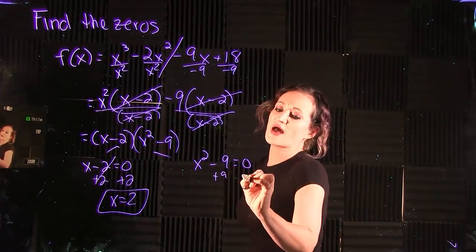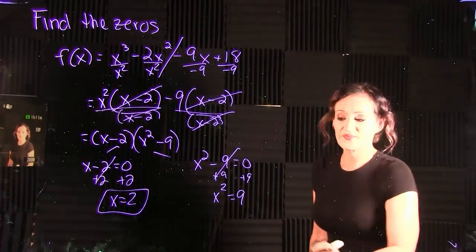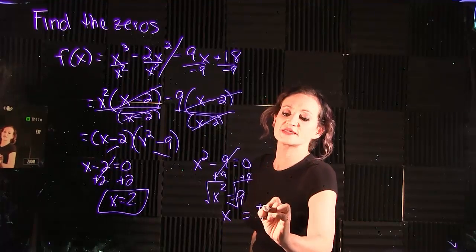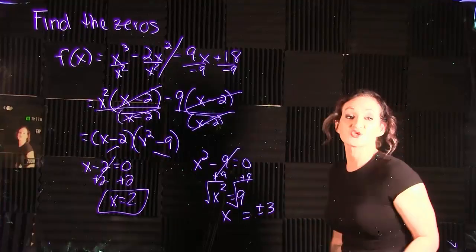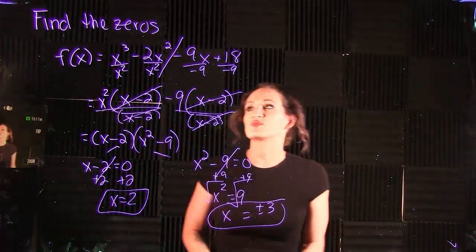Add the 9 to each side, giving us x squared is equal to 9. Take the square root of each side, giving us that x is equal to plus or minus 3 when we take that square root of 9. So that gives us solutions 2 and 3. So that is it for this problem.